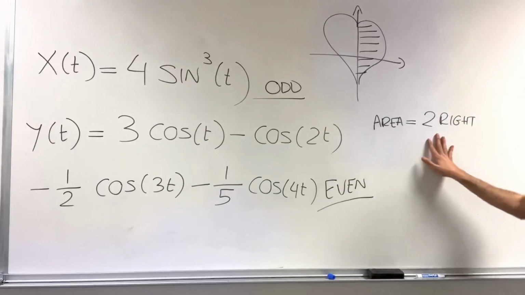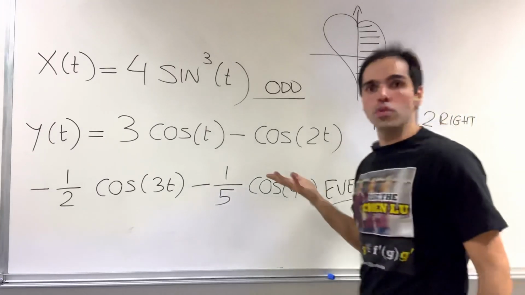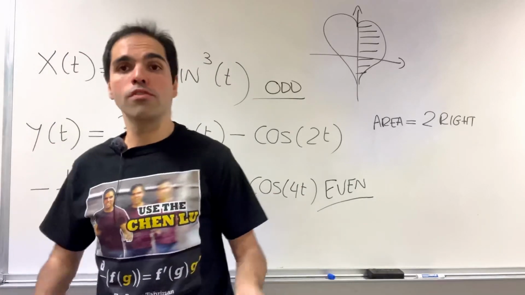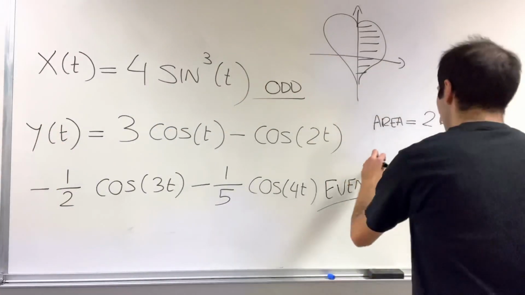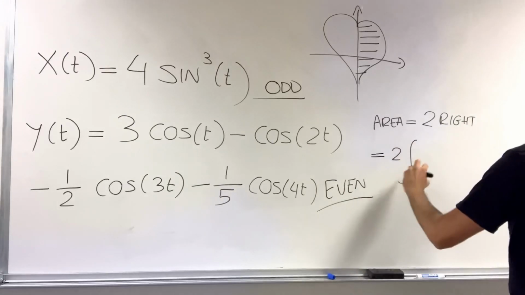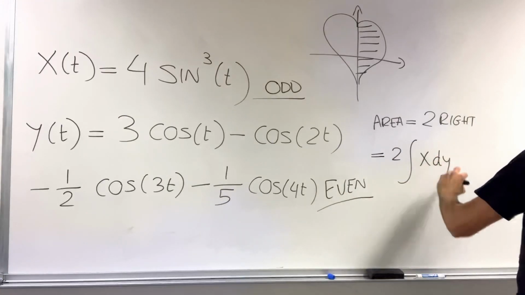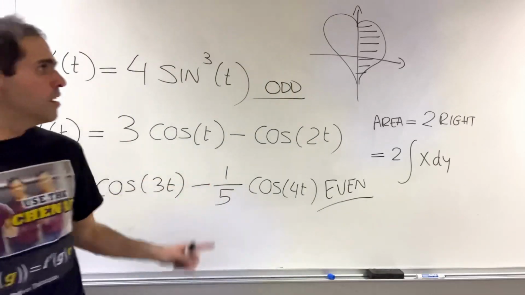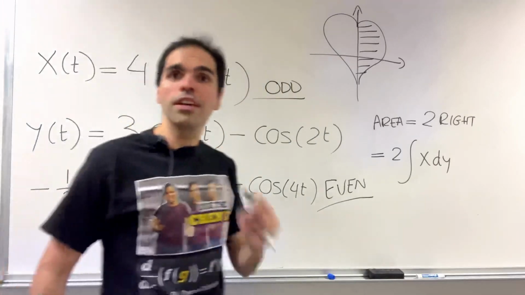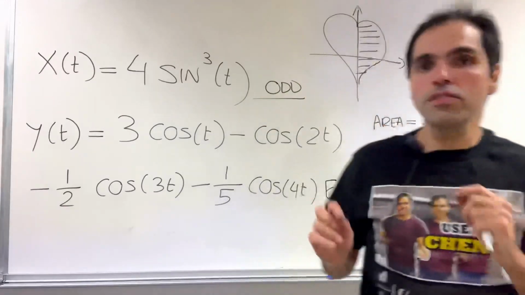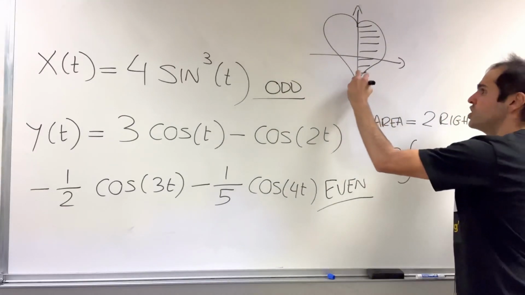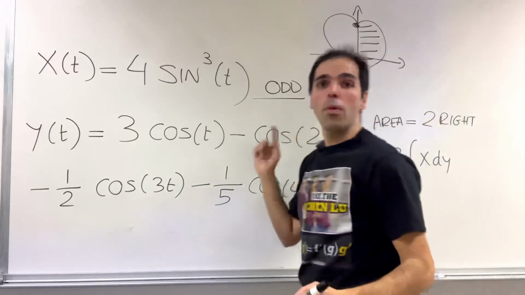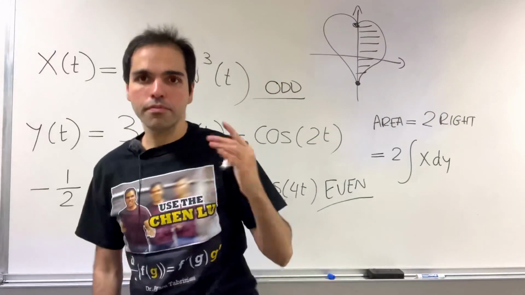And in order to do this, we now need to use a formula for areas under parametric curves, which here tells you that it's 2 times the integral of x dy. So it's easier to do it this way. But you just have to be a little bit careful, because you need to figure out which t the endpoints correspond to.